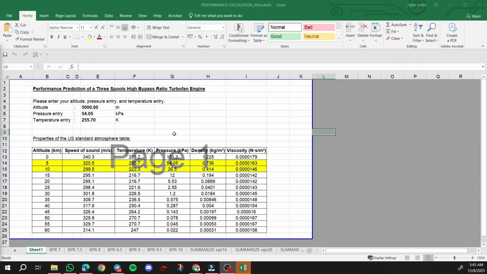Here we have the interface. On the first page, users input altitude, pressure entry, and temperature entry. These are linked to the US standard atmosphere properties to ensure realistic conditions. And for the demonstration, let's say we use an altitude of 5,000 meters above ground.